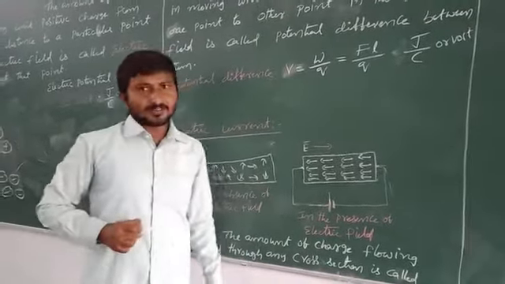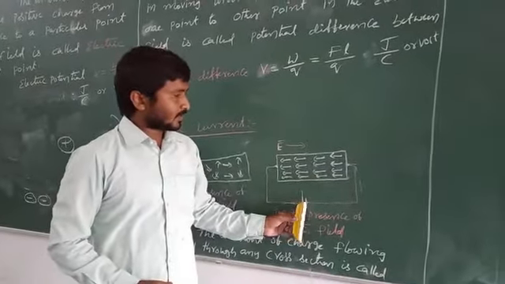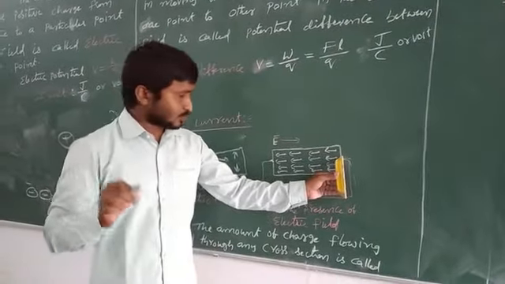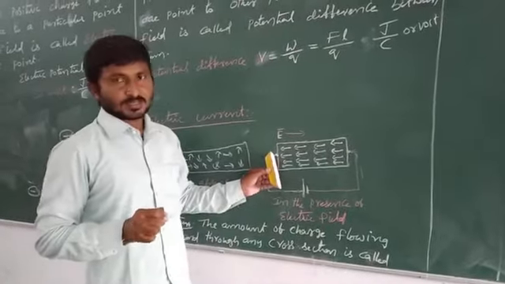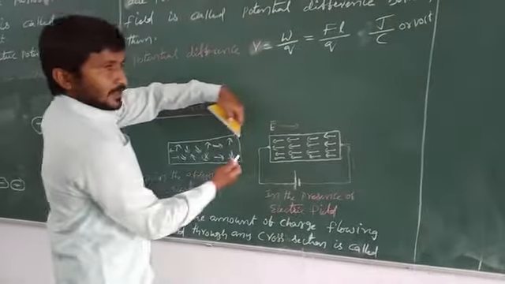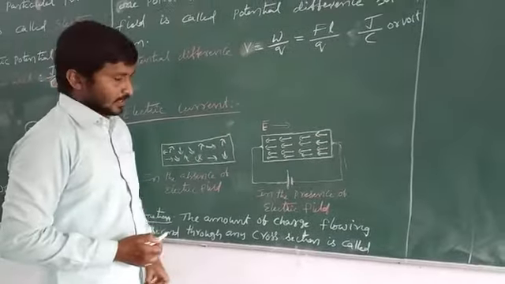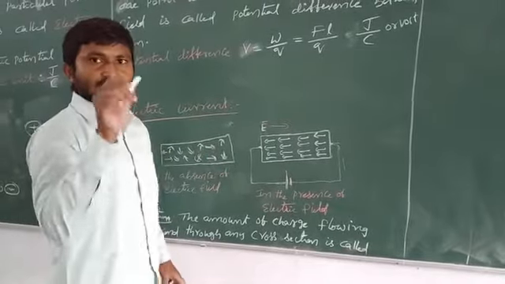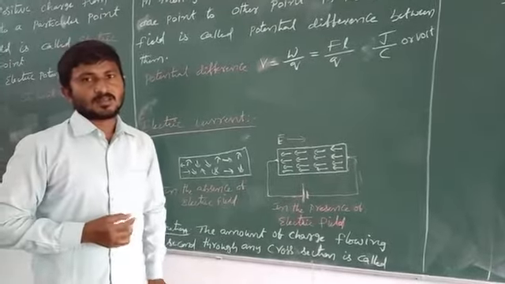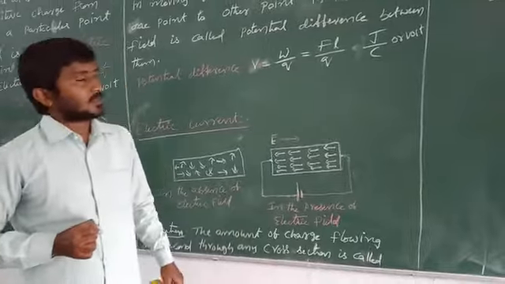In terms of potential difference, we say that whenever the two ends of the wire are connected to a battery, due to the potential difference, the free electrons always flow from low potential to high potential. Low potential to high potential. And all the charge carriers are moving in a particular direction, and there is some resultant flow of charge in a particular direction. That amount of charge flowing per second through any cross section is called electric current.